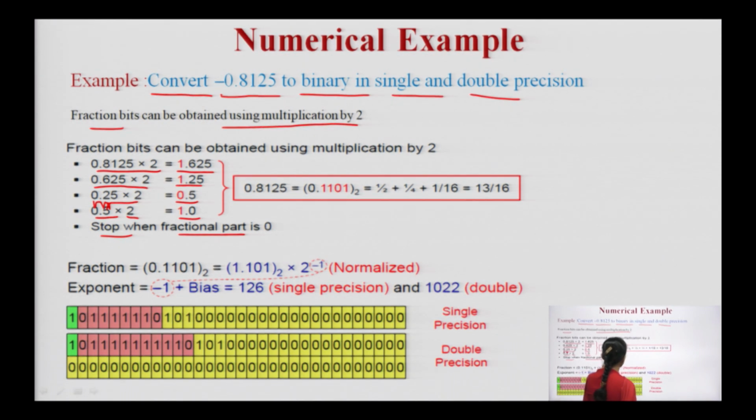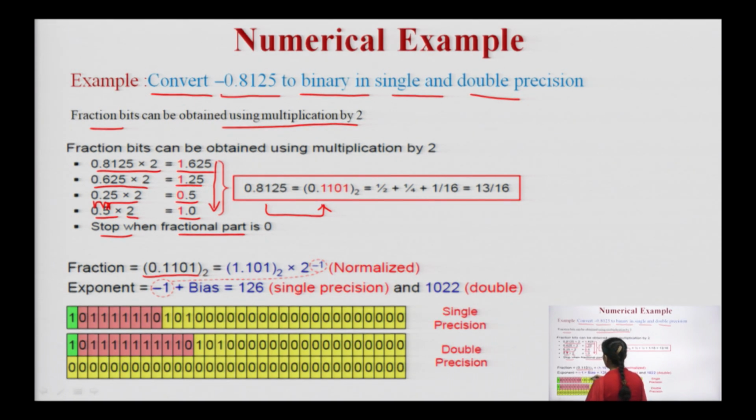So, my 0.8125 comes out to be 0.1101 in base 2, because it is represented in binary numbers. How have I done this? 1 by 2, 1 by 4, 1 by 16, that is 13 by 16. I have written these from top to bottom, 1101, that series of zeros and ones I was getting after multiplication. So, see how I will represent this number now. I have got 0.1101 base 2.